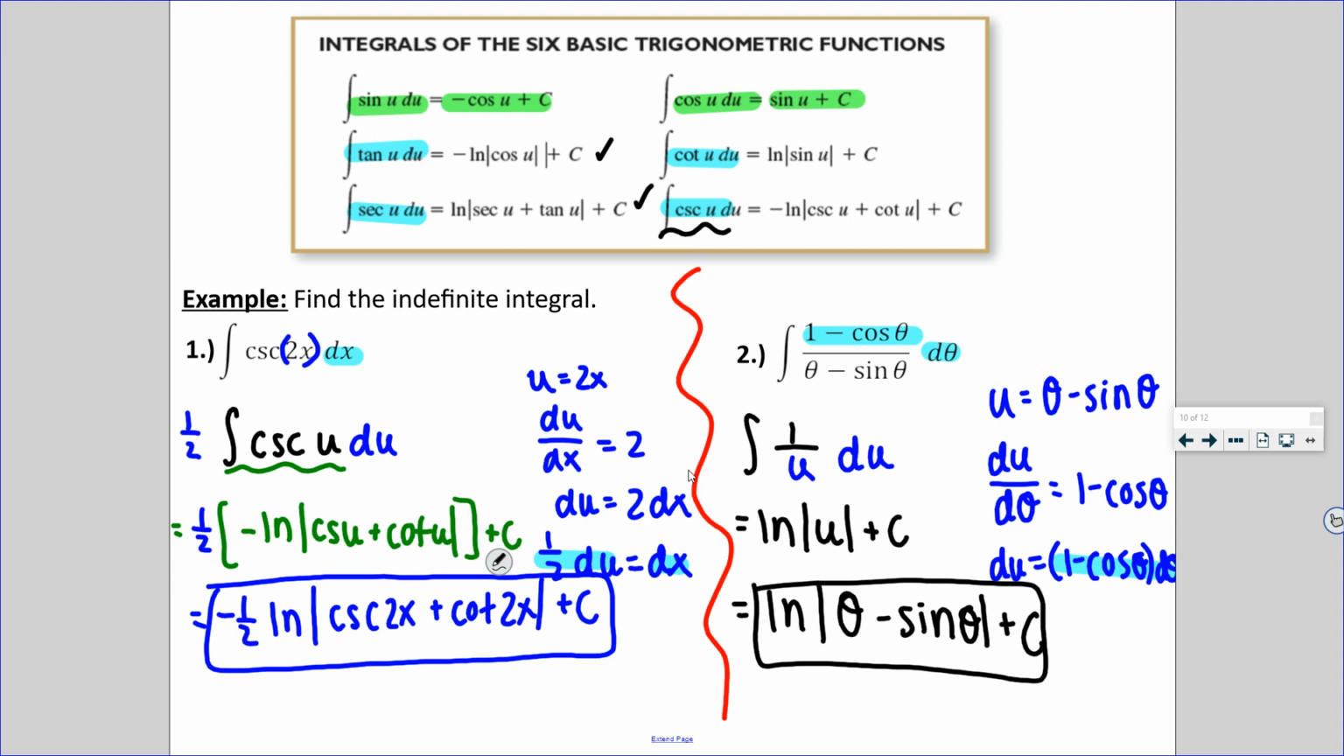Okay, so just because you see a trig one doesn't always mean we might use one of those integrals, but be on the lookout for especially those new ones of tangent, cotangent, and all the reciprocal identities.